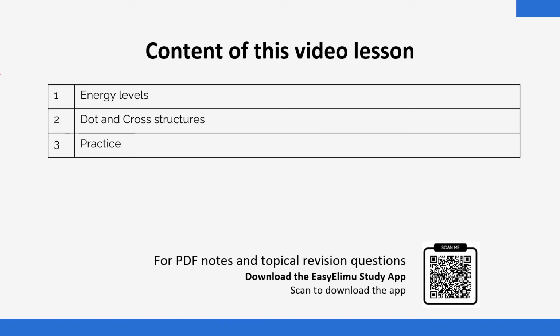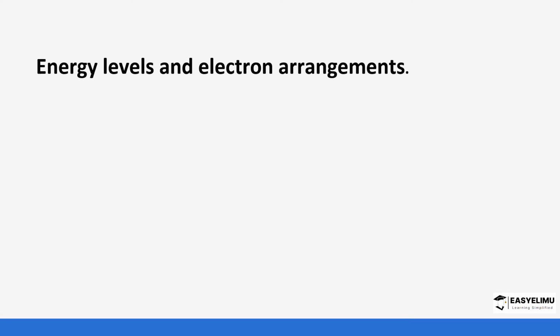So for our lesson today, we are going to learn how to draw energy levels and electronic configuration in specific, and then how we can represent this electronic configuration using dot and cross structures. We're going to get an opportunity to do some practice, and then we will end the session. First of all, we will talk about the energy levels and electron arrangement.